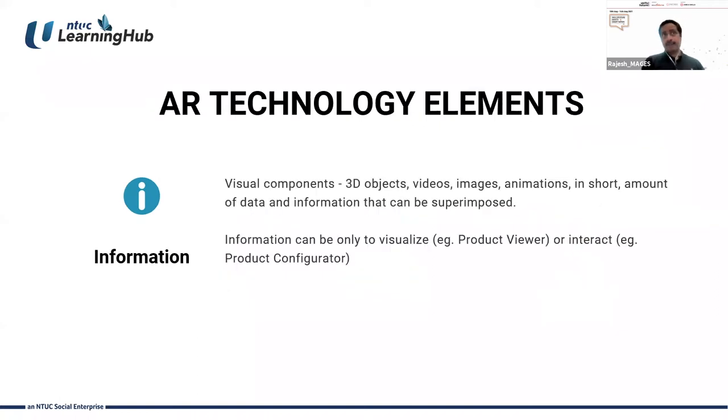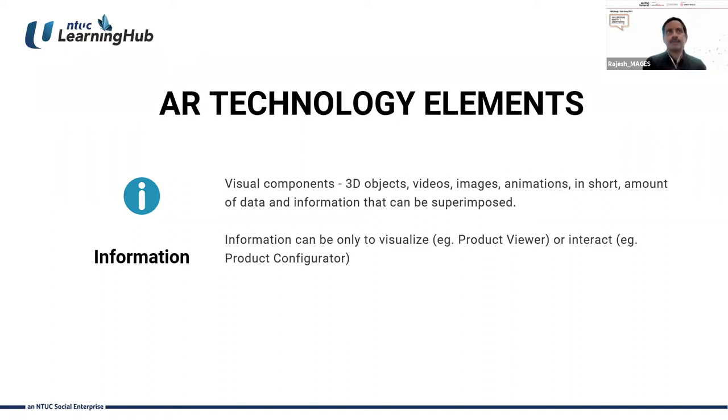When I talked about defining AR, what I told you is you have a phone, you're augmenting information into the real world. What does this information consist of? It consists of components like objects, videos, images, animations. In short, it's some kind of data that can be superimposed onto the real world. That's information.